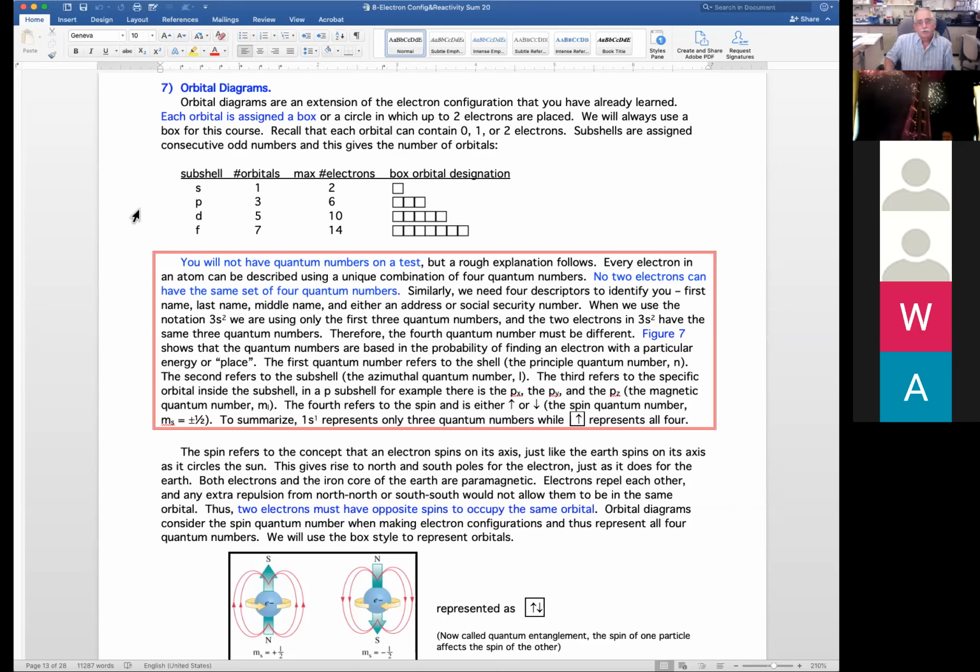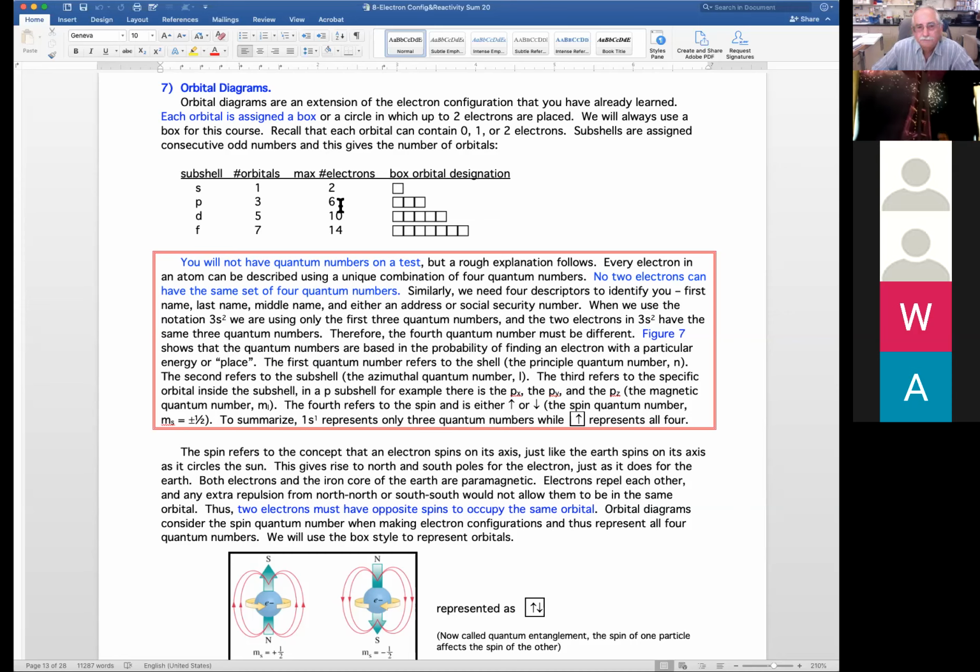Okay, so the last point, when we look at orbital diagrams, I want you to realize that this does not change anything. All it does is just add one more concept, okay? So here we have the subshells, the number of orbitals, the maximum number of electrons, and here's the box orbital designation. Now, some textbooks use circles. I just think it's easier to draw boxes because you can draw them all like that, right? So what does that mean? Every box is an orbital. So I can get 2 electrons in each of these. So 2 in there, 2 in there, 2 in there to accommodate the 6, right?